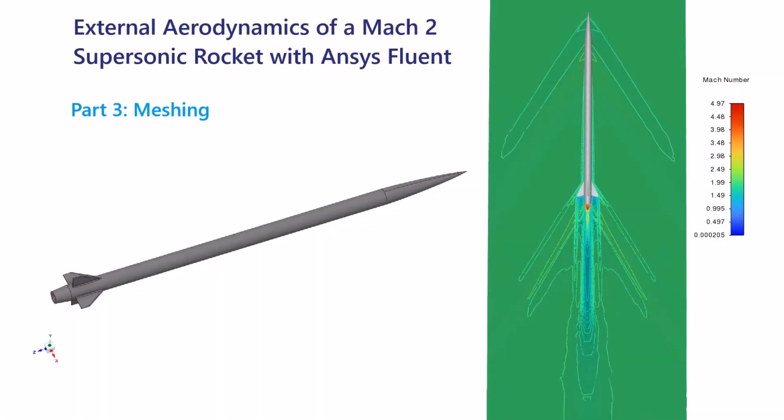Welcome to part 3 in the video series of simulating a supersonic rocket using Ansys Fluent. In this video, we'll take the cleaned and prepped geometry from parts 1 and 2 and mesh it using Fluent's Watertight meshing workflow.